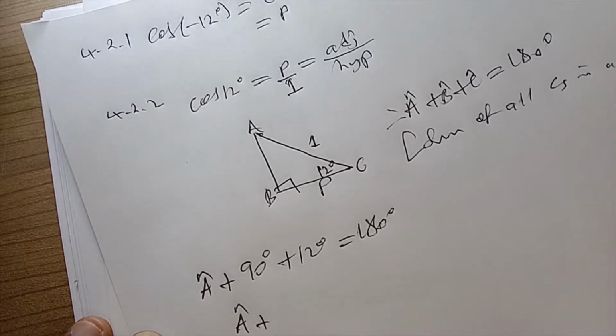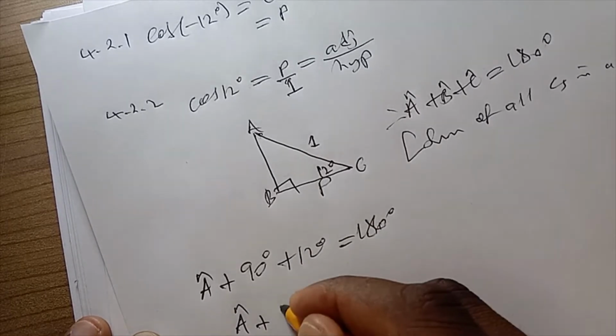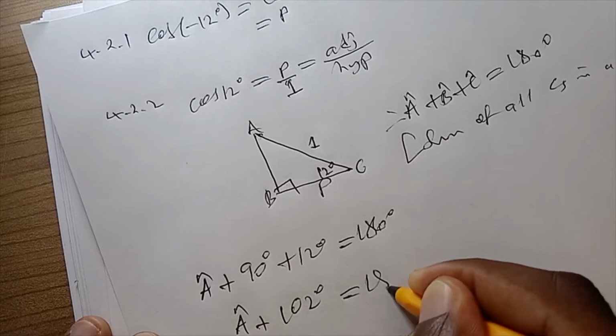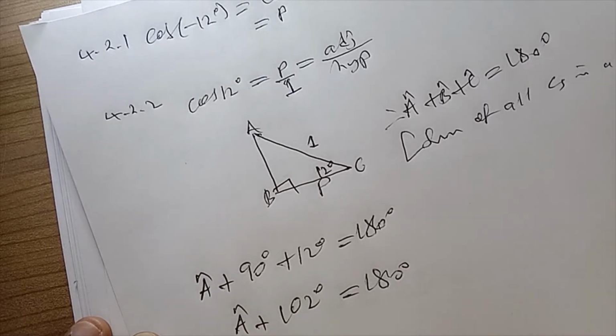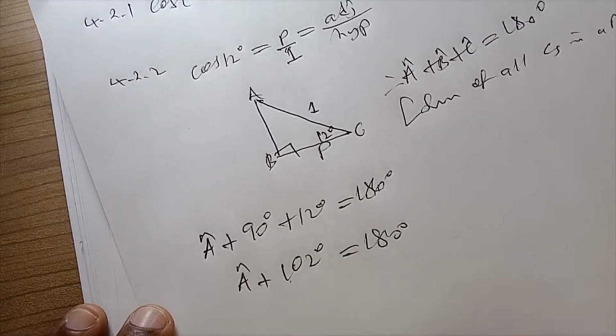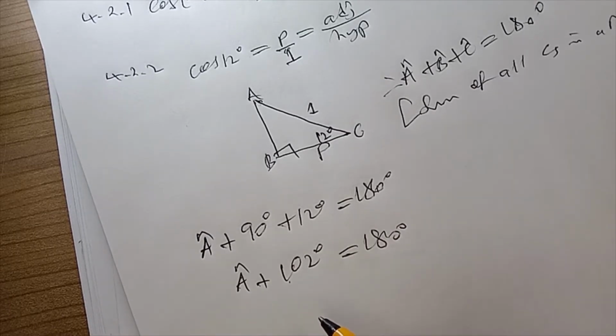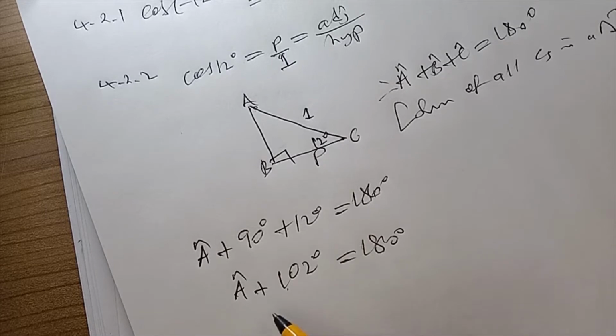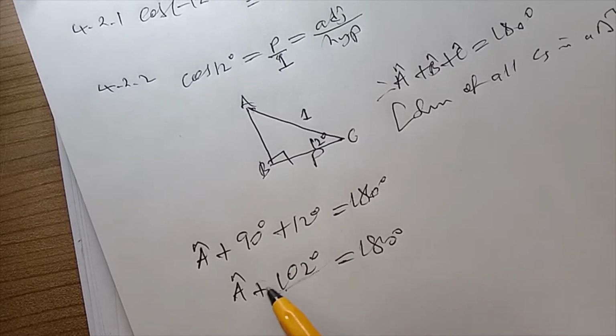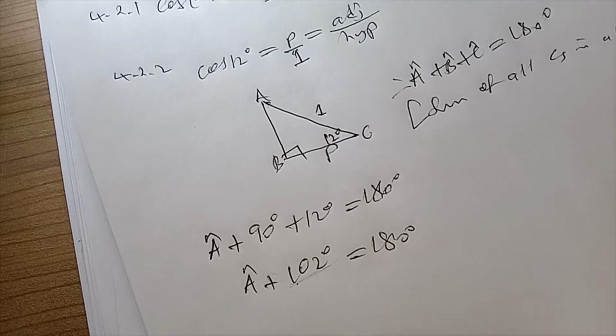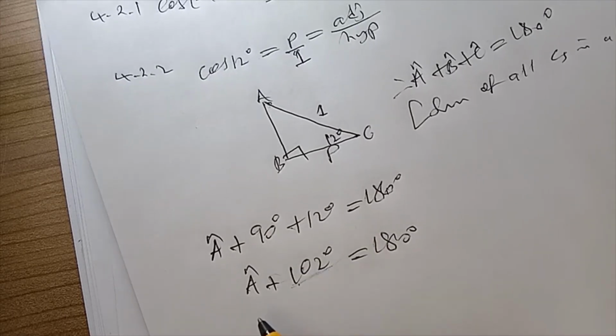90 degrees plus 12 degrees should give us 102 degrees. We are still having the 180 degrees. Then we take this one to the other side. This is a shortcut which makes algebra easy. We are just saying that if here we are having this as positive, when it goes to the other side, it becomes negative. This is the shortcut, okay?